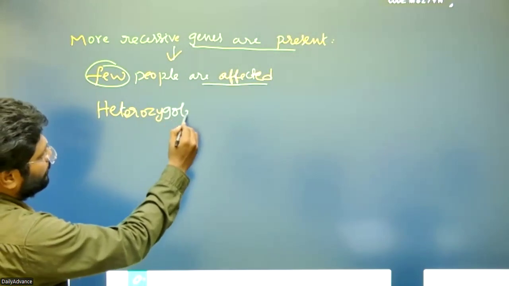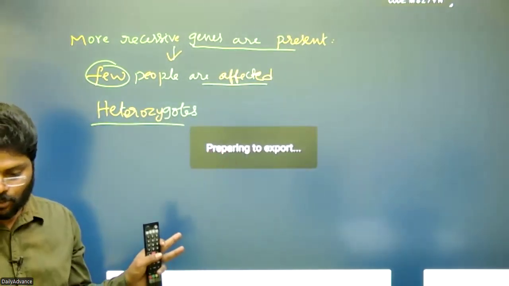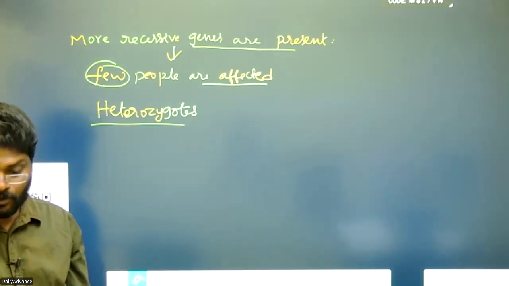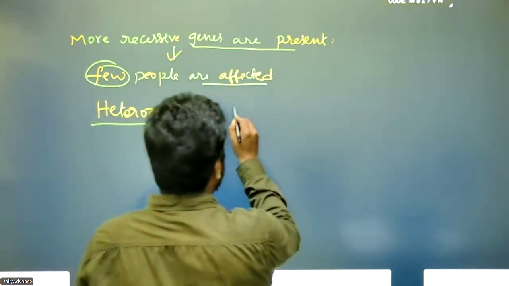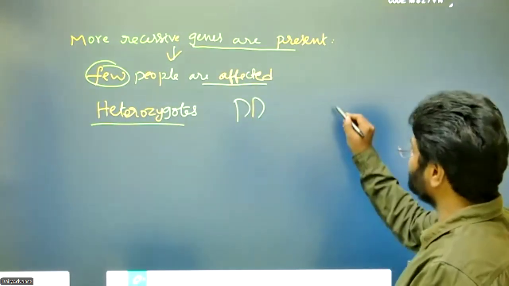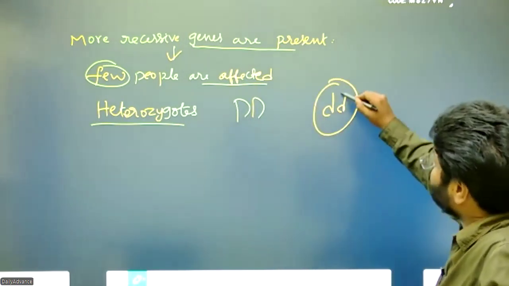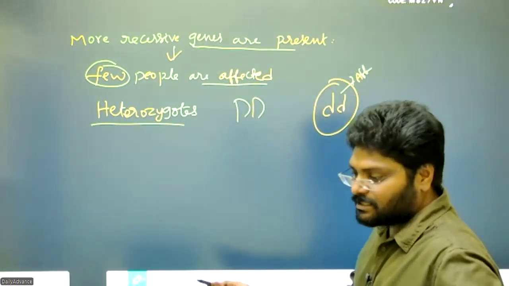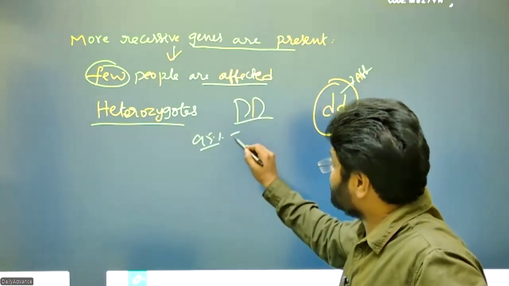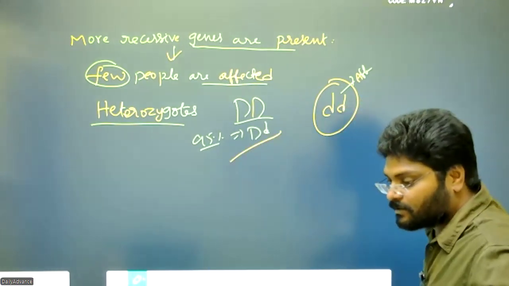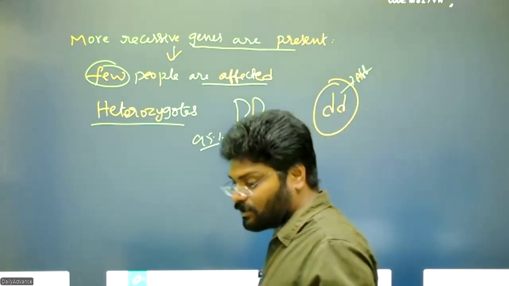Heterozygotes, not homozygous. If more people were homozygous, say 50% were DD and 50% small d, then half of the population would be affected. But only 5 to 10% of people are affected, which means 95% are non-affected, with the capital D, small d combination. This is the relevance of dominance and recessiveness in the medical field.